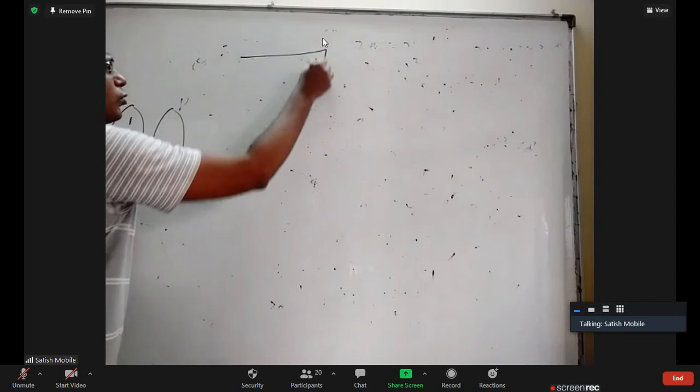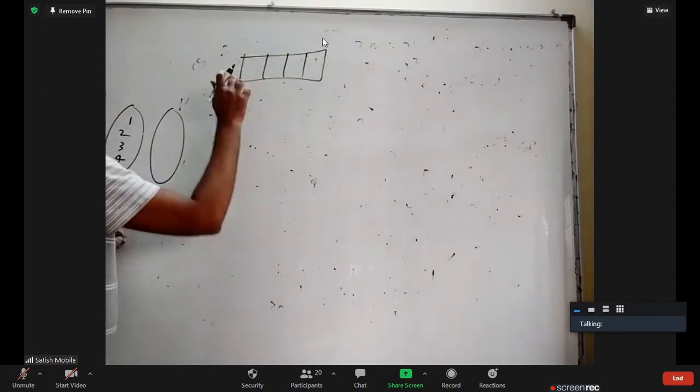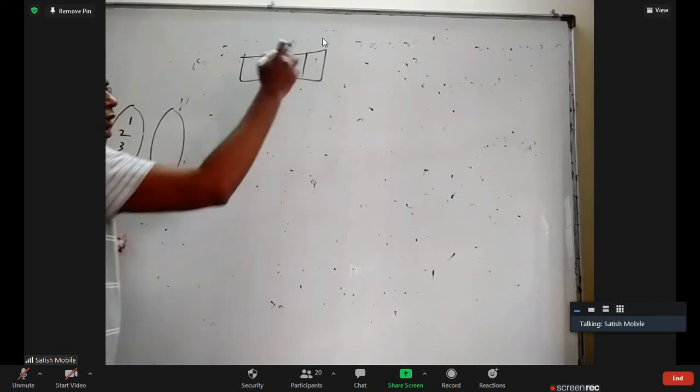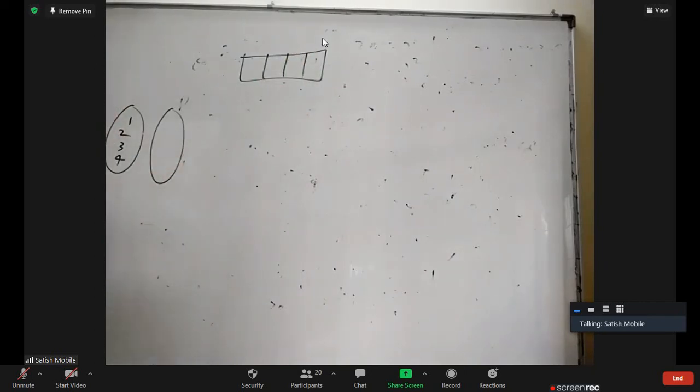Okay, I want a 4-letter word. Each letter should be A or B or C. But A should be used at least once, B should be used at least once, and C should be used at least once.